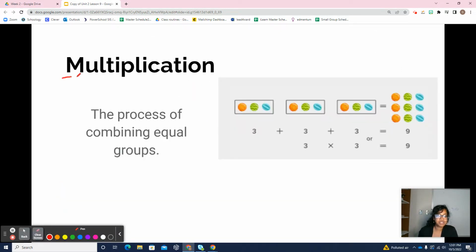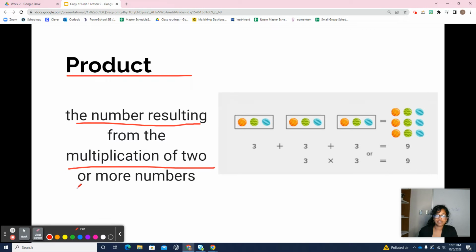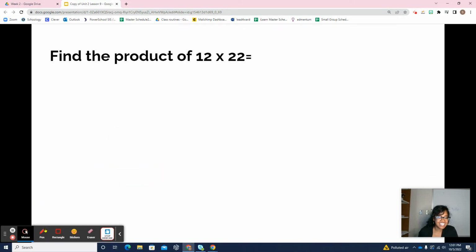So, our first vocabulary word is multiplication. Remember, multiplication is the process of combining equal groups. And product. Product is the number resulting from the multiplication of two or more numbers. All right, let's go ahead and go into our problem.